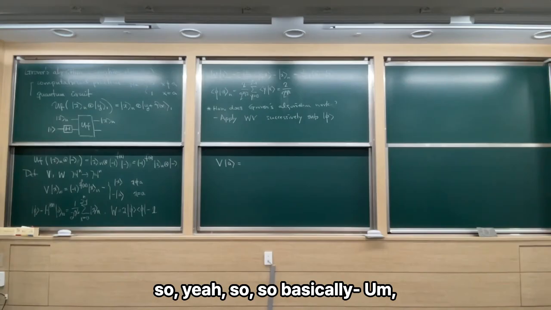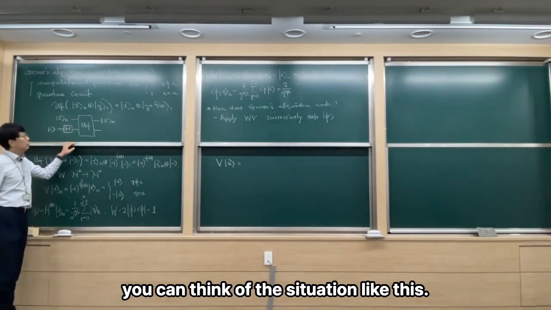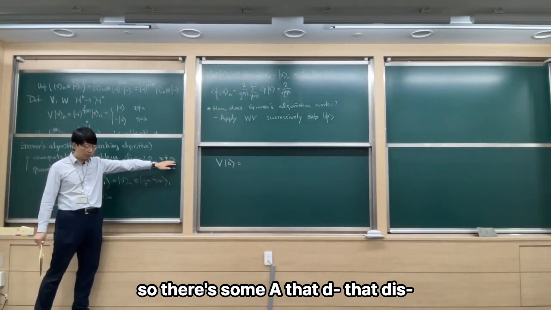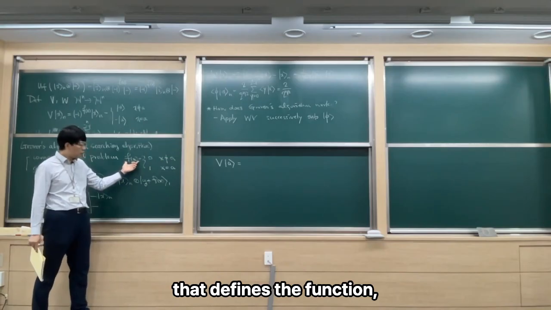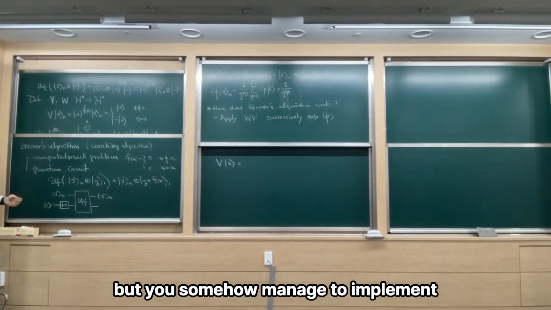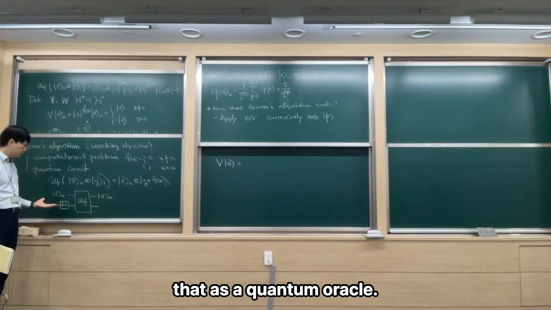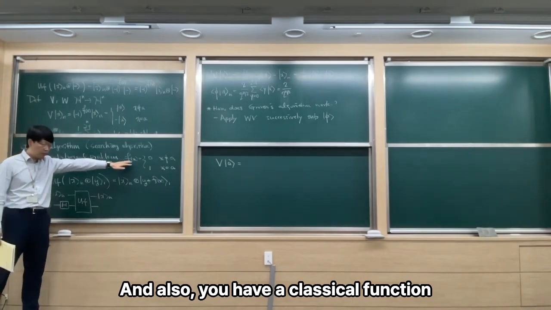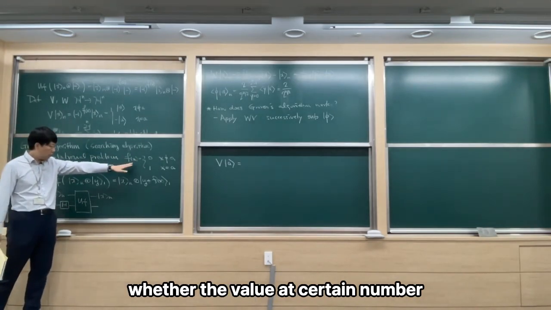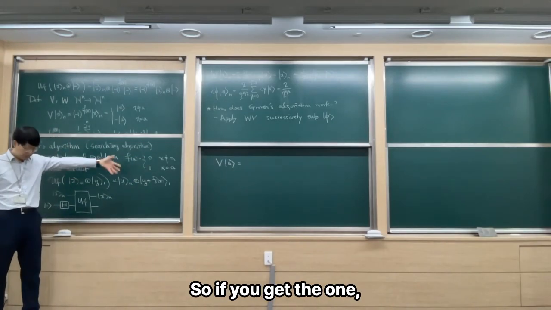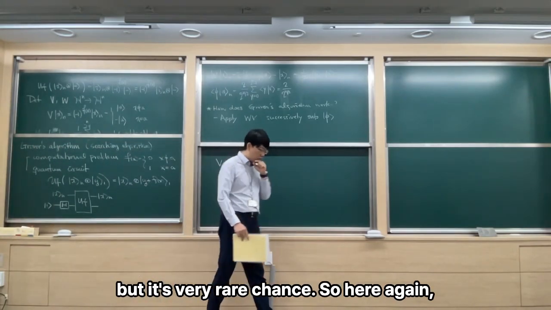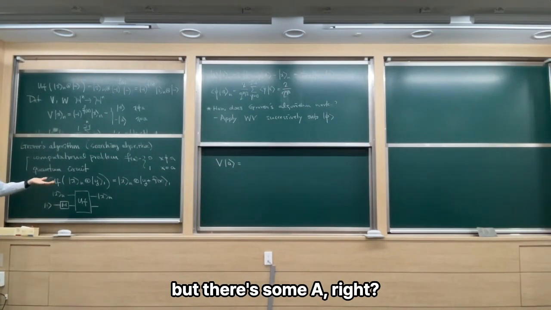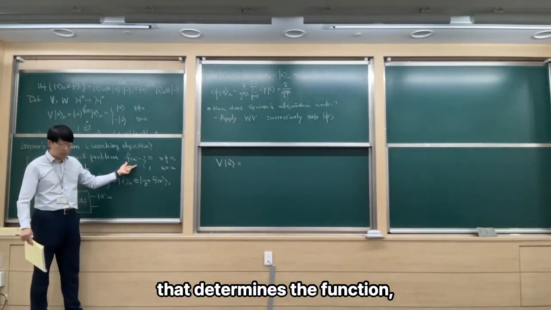So you can think of the situation like this. You prepare the oracle, which is determined by the existence of A. There's some A that defines the search function, but you don't know what A is, but you somehow manage to implement that as a quantum oracle. Without knowing what exactly A is, you have the oracle that you can query, and also a classical function that you can query, asking whether the value at a certain number x equals 0 or 1. If you get the 1, then you can find what A is, but it's a very rare chance. So when I say V times A, this A is not known, but there's some unique A that determines the function.